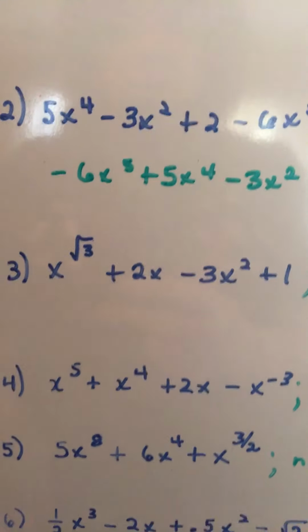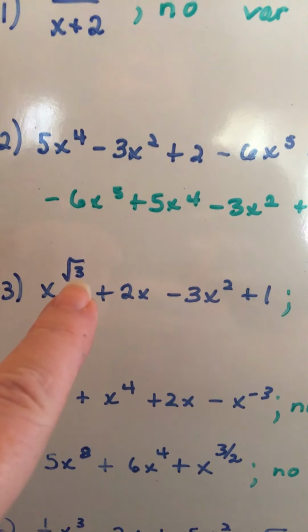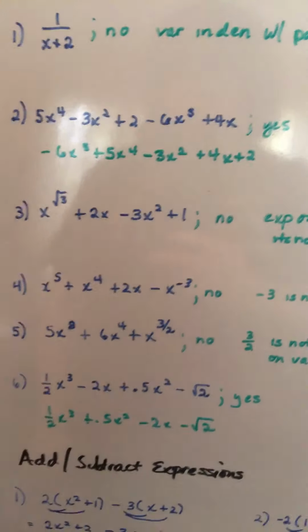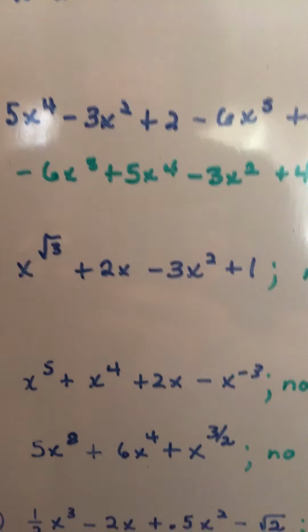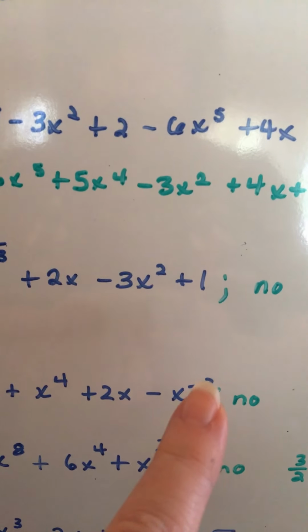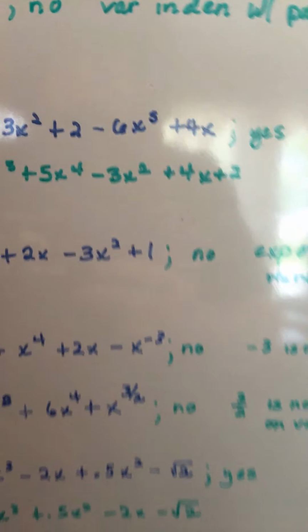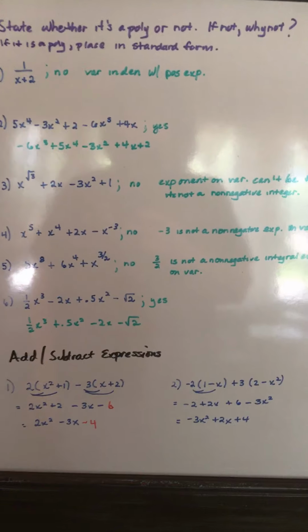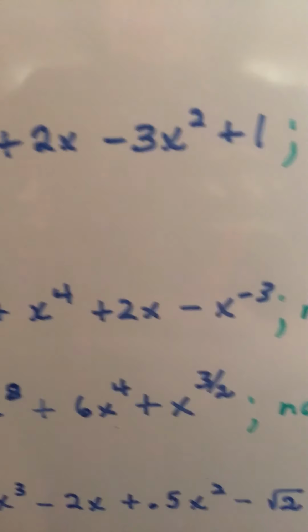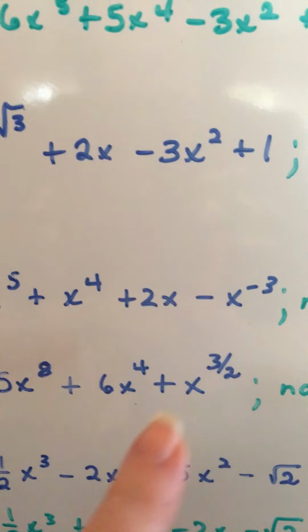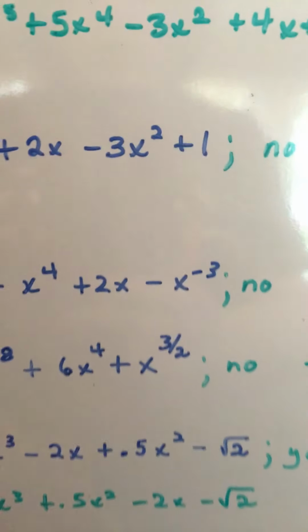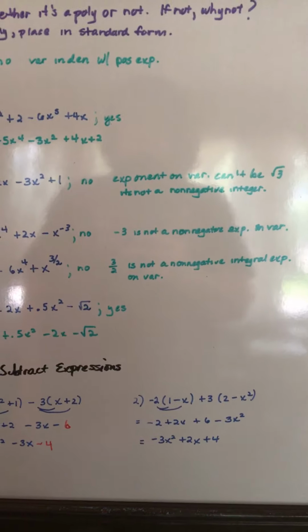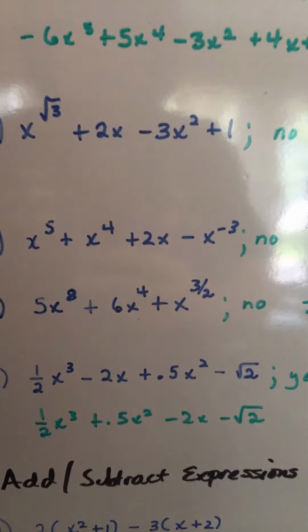Problem 3 is not. This is not a non-negative integer. It's indeed positive, but that's not an integer. The next one, this is not a non-negative integer. It's a negative integer. So indeed, it is not going to be a polynomial. The next one, all exponents are positive, but 3/2 is not an integer, and it's on the variable, so it's not a non-negative integer, so it's not a polynomial.